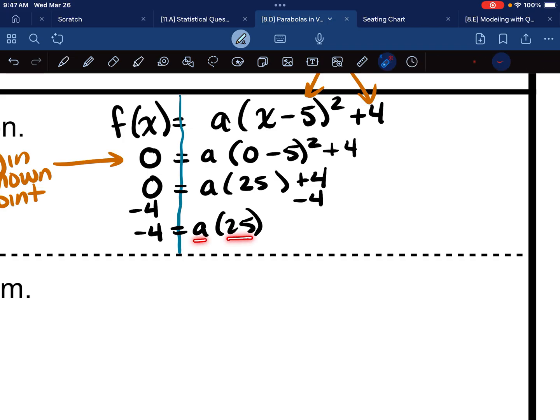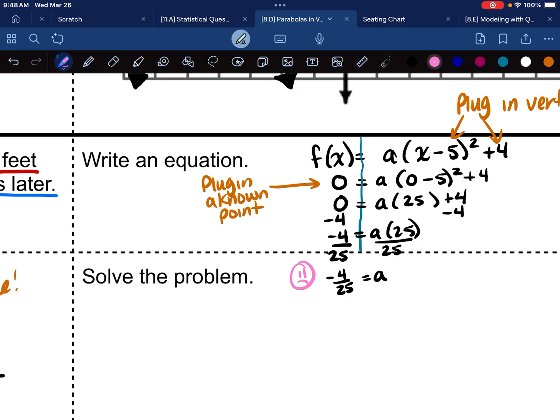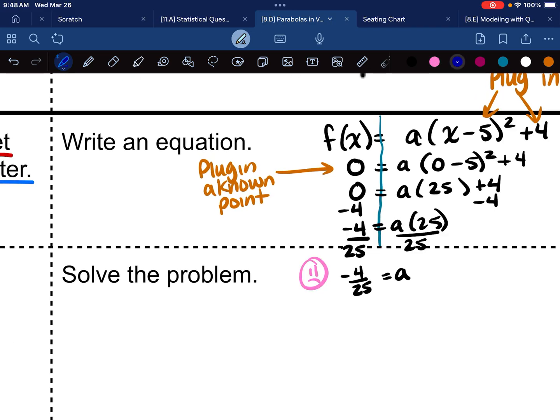All right, now this A is touching the 25, which means it's a type of multiplication. So to get rid of the 25, I have to divide to remove it. Now, negative 4/25, that fraction can't be reduced. I'm going to draw a little sad face because that's a yucky fraction. But it's correct. It's not anything bad. So now I can finally finish writing my equation because my A value is now known. So there's the new equation.